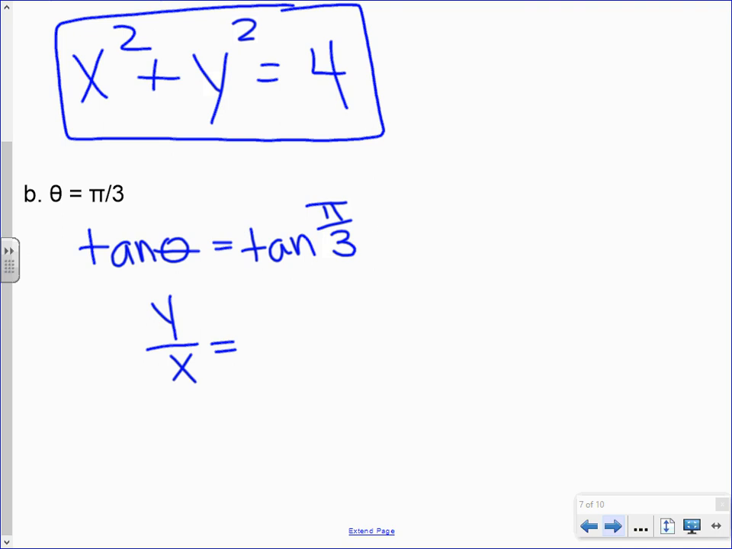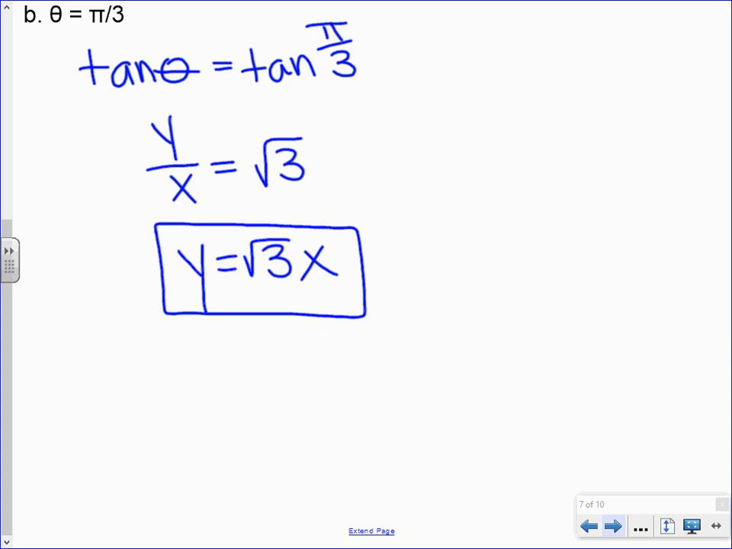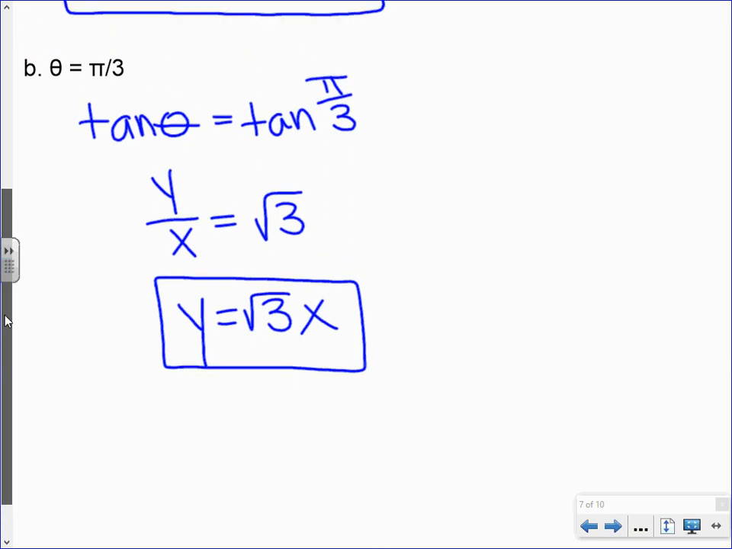And what is the tangent of pi over 3? Yes. No, you were right the first time. Radical 3. So if we rearrange, this might look better. Y equals radical 3x. What do we have? We have a line with slope radical 3. That sounds awful to graph, a slope of radical 3.